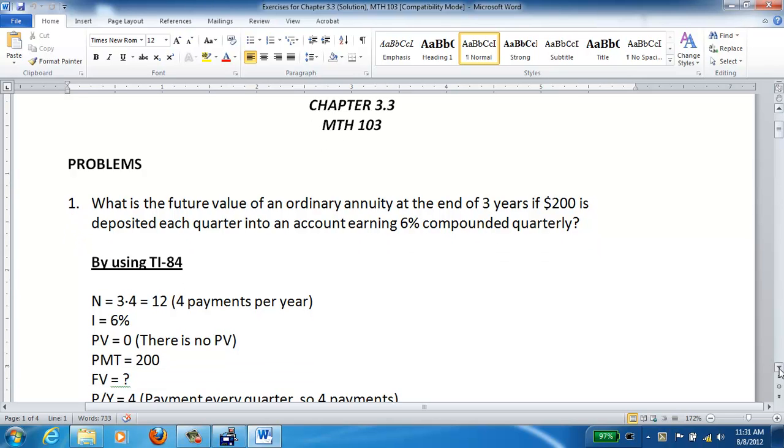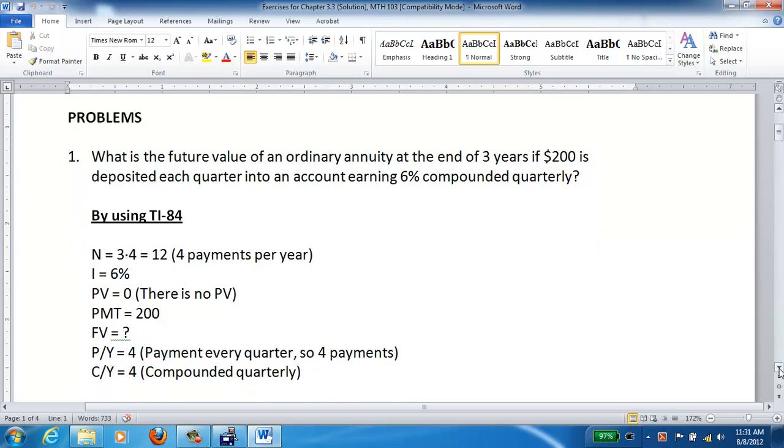So by using the graphing calculator, we see that we have a total of 12 for n. Why 12? Because we have 3 years times 4 payments per year. So as soon as you have a payment, don't forget to multiply the number of years times the number of payments. Then the interest rate is 6%.